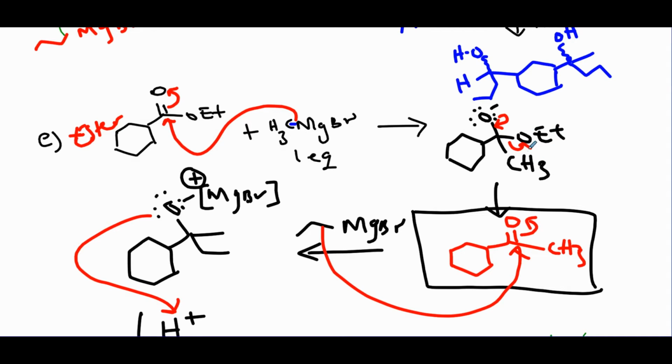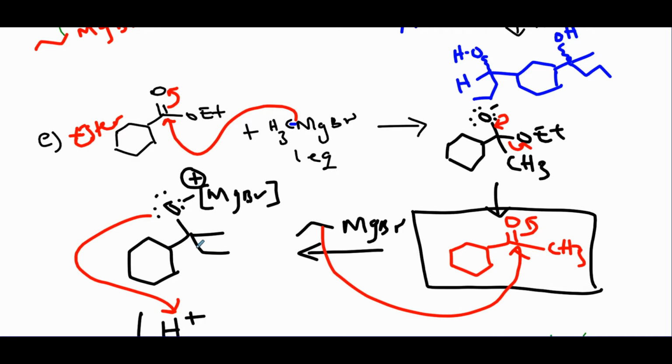OEt is usually a good leaving group. Alkoxide, the OEt or OR group are usually good leaving groups. So we need to push back to form back the carbonyl, and then the OEt leaves, you get a ketone. Now, if you have excess of Grignard, or you want to add a different type of Grignard, once this reaction is done, you can go ahead and add the second Grignard equivalent to attack the carbonyl of the ketone, because ketones do react in a Grignard reaction.